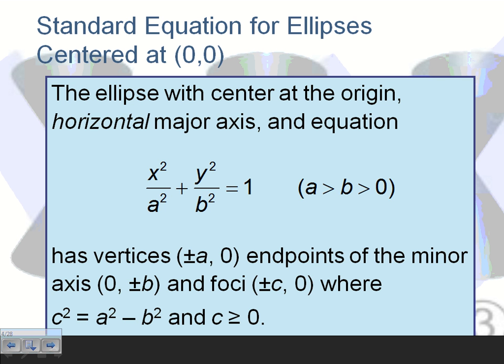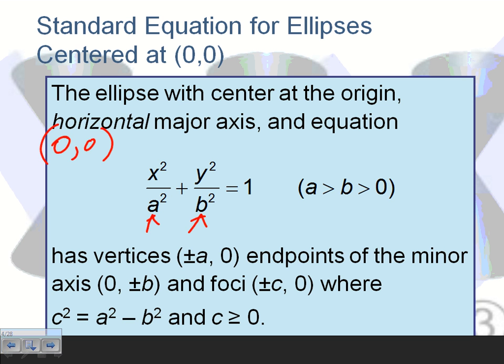So the ellipse with the center at the origin. Okay, that means we're centered at 0, 0, that coordinate point. The horizontal major axis, and the equation is this: x squared over a squared plus y squared over b squared equals 1, where a is greater than b and b is greater than 0. So we're not talking about any negative numbers down here. We're not dealing with any negatives in the bottom half of our equation.